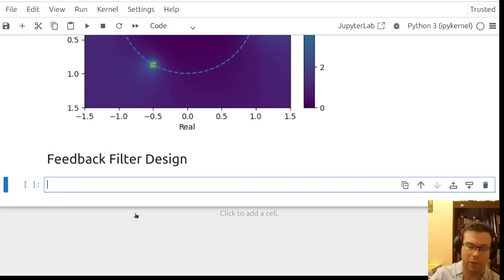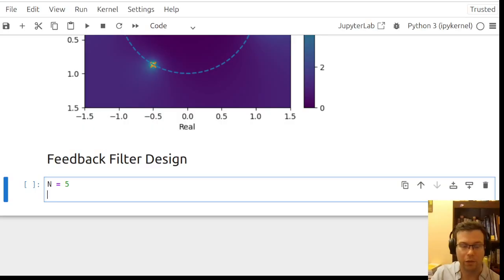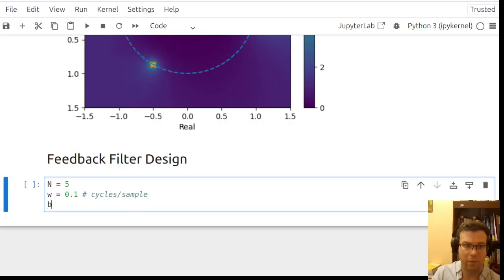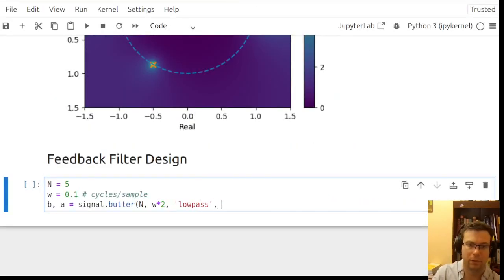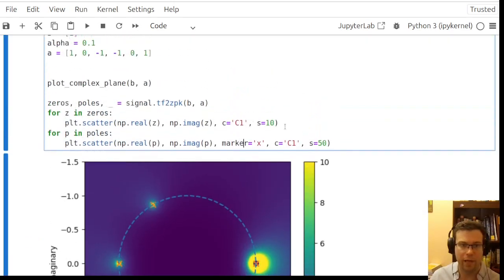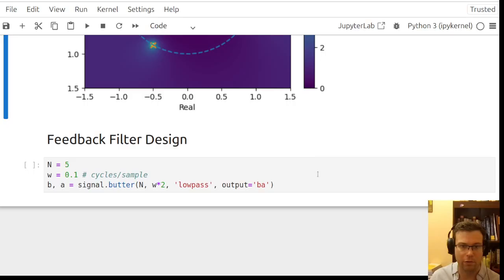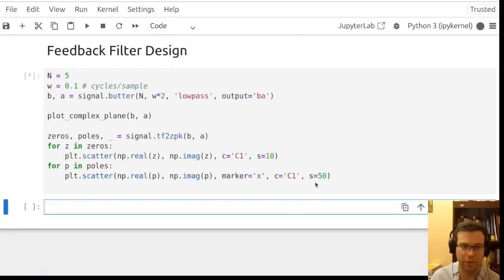Okay, so let's go back and do this. Maybe let's make the order 5 to start with. I'll make the cutoff frequency be 0.1. This is going to be in cycles per sample, so I know I'm going to have to change that when I pass it along. And then I'll say, okay, BA is equal to signal.butter n, and then W times 2, because again, they use slightly different units from me. I'm going to make this a low pass. Let me just double check that I got that. Yep, low pass, and then I'll say output equals BA. Okay, so let me do that, and I will just copy and paste this code here and see what are the poles and the zeros of this filter.